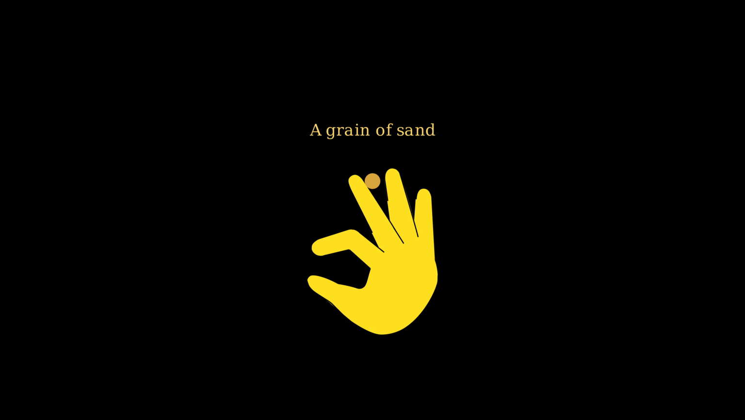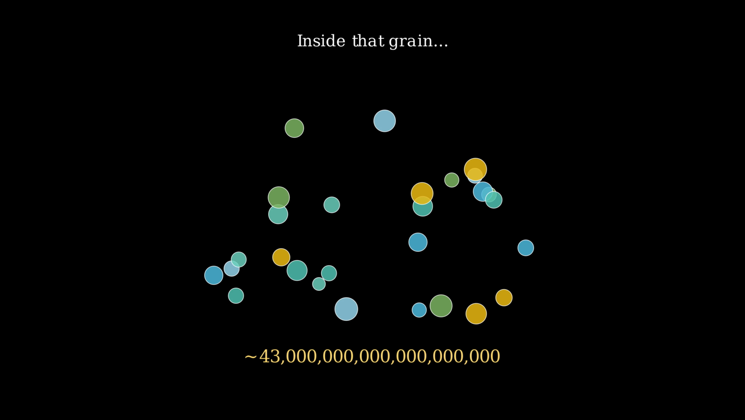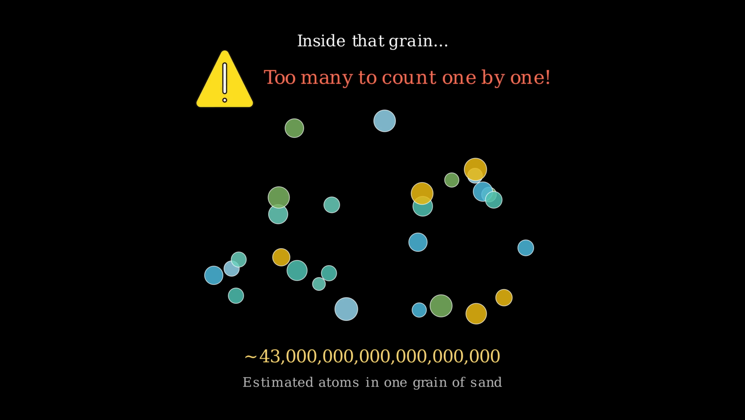Atoms are far too small to count individually. If you tried to count the atoms in a single grain of sand one by one, it would take longer than the age of the universe. Chemists needed a smarter way to count.